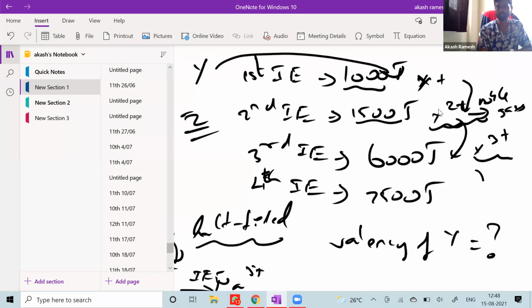Again, from Y3 plus to Y4 plus, it's little easy. Again, only 1500 is the difference, right? So again, obviously that means this has become little easier. Okay, so at this point, I'm getting a noble gas configuration. So the valency is 2.